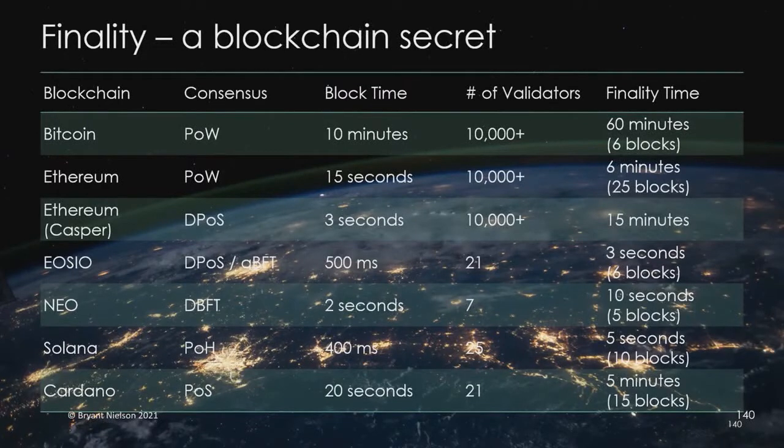Solana comes in at 400 milliseconds, a little less than half a second, but it takes 10 seconds. They have to build 5 blocks before they have finality. And then Cardano has 20-second block times, 21 validators, and it takes 5 minutes for finality.